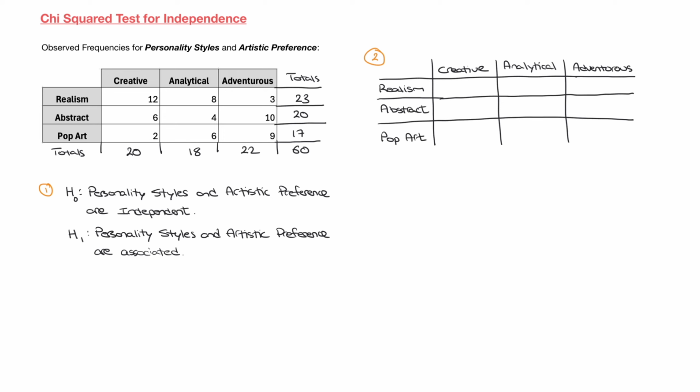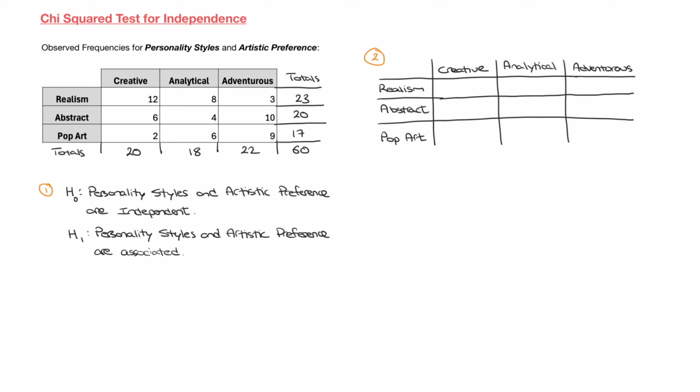Okay, so the idea behind this table is that we're going to be filling in each of these cells with the frequencies we would expect to see if our 2 categorical variables, so artistic preference and personality styles, are independent. My objective in this video is to show you the mechanics of how to compute each of the numbers that goes inside this table, and I'll explain the theory behind it in a separate video.